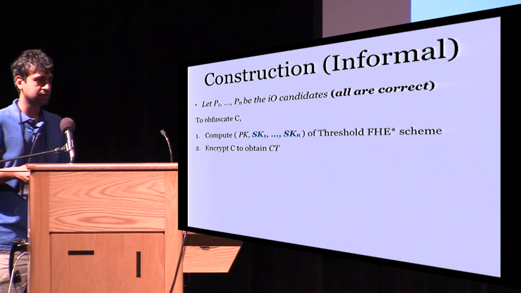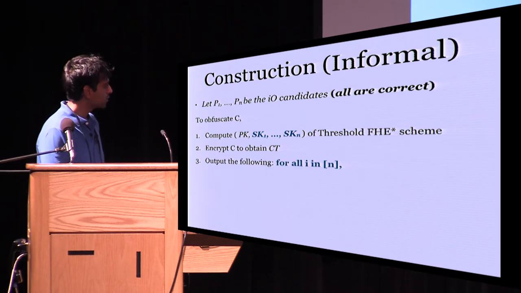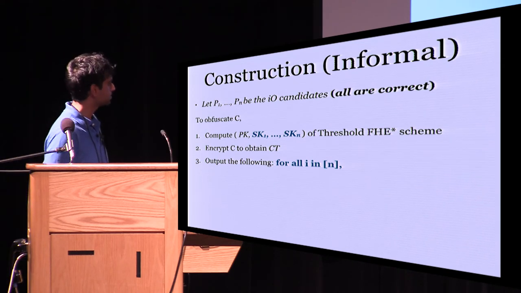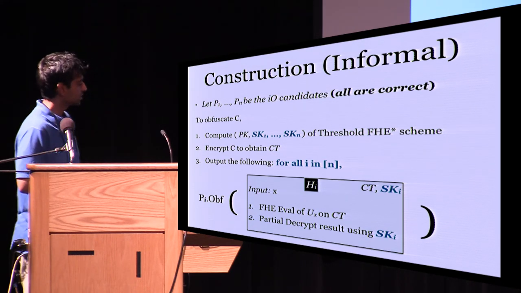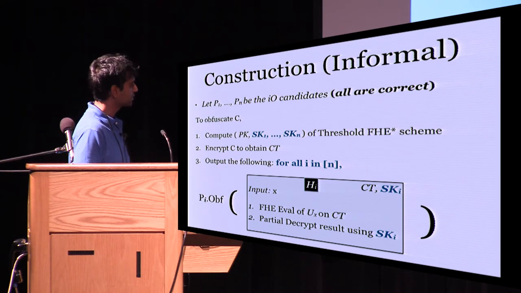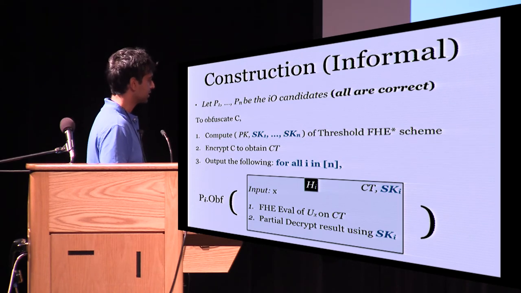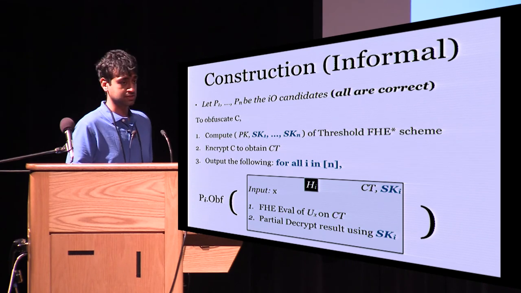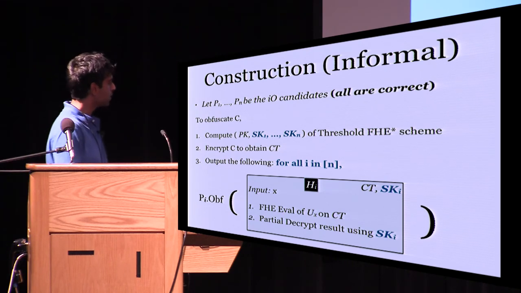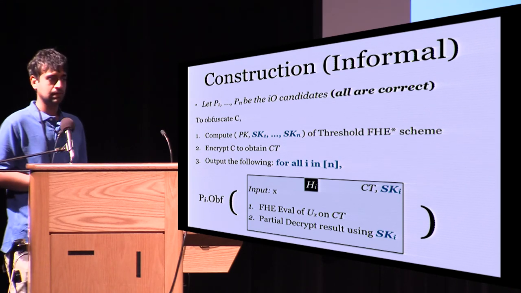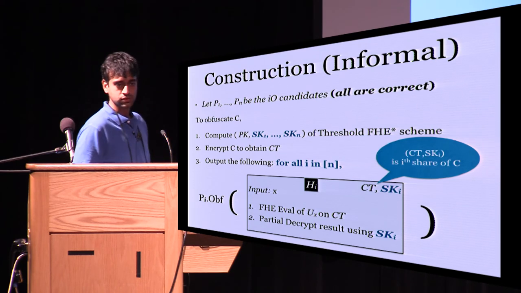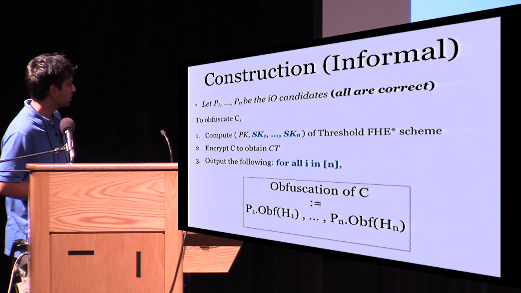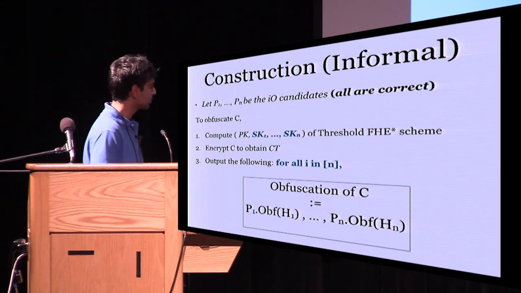Then I'm going to encrypt the circuit C to obtain the ciphertext CT. Then I'm going to output the following for all indices I from 1 to N. We are going to construct this circuit HI, which has hardwired into it the ciphertext CT, along with the secret key SKI. So what does this circuit do? It takes as input X, first fully homomorphically evaluates the universal circuit on CT, and then it partially decrypts the resulting ciphertext using SKI. And then you're going to obfuscate this HI circuit using PI. Note that CT, SKI is essentially the ith share of C. In other words, the output of the obfuscate algorithm is essentially P1 of H1 to PN of HN.